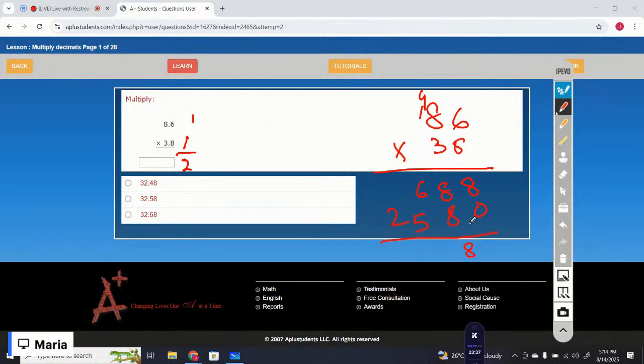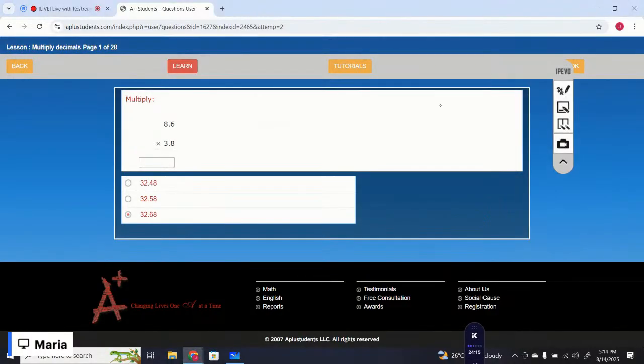Now let's just add. 8 plus 8 is 16, 6, 1 carry. 6 and 1, 7 and 5, 12, 2, 1 carry, and 2 plus 1 is 3. So you need to add two decimal places, move the decimal point from here to here. That would be 32.68. That is the easiest way to multiply. That is 32.68. Option number 3 is the correct option.